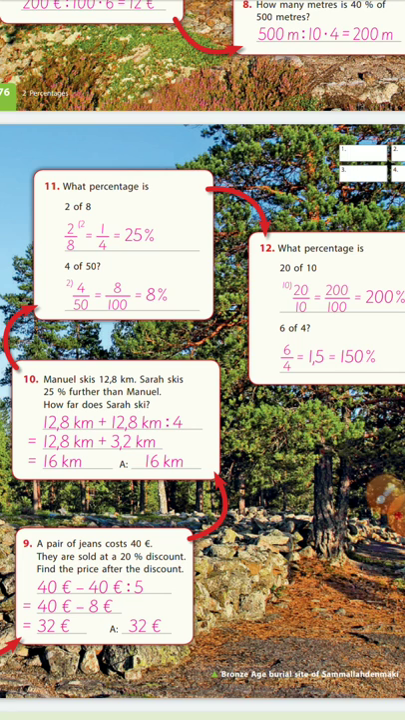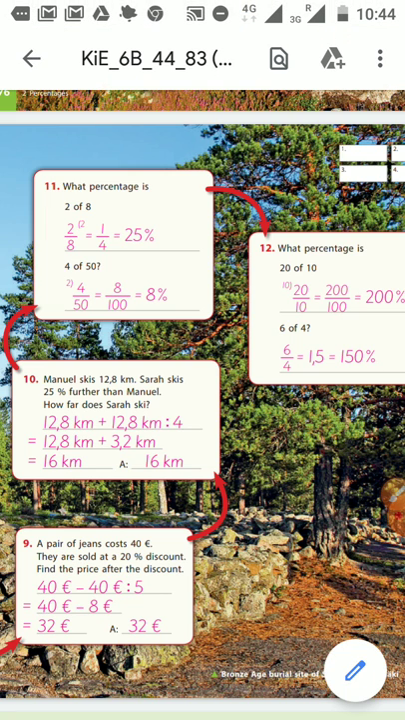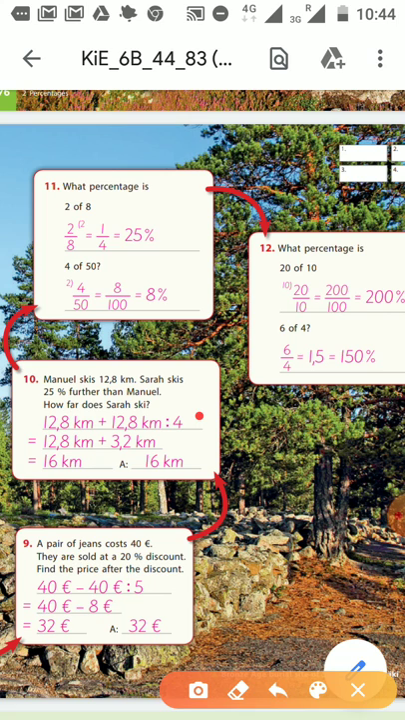All right. Next, you've got 10. Manuel skis 12.8. Sarah skis 25% further. Find out what 25% is. You just divide by 4. I'll just get my pen going again here. There. And you can add that number on. Number 9, a pair of jeans costs €40, 20% discount. So 20%, remember, is the same as a fifth. So if you do 40 divided by 5, you get 8. And then take that from 40, you'll get 32.